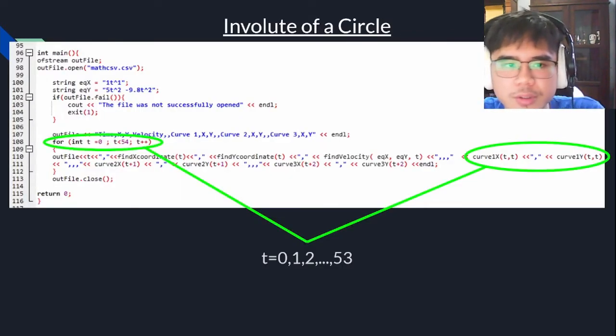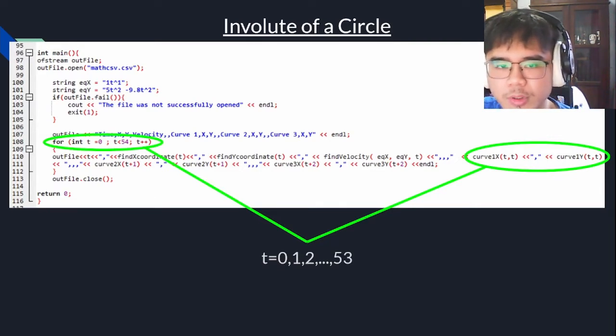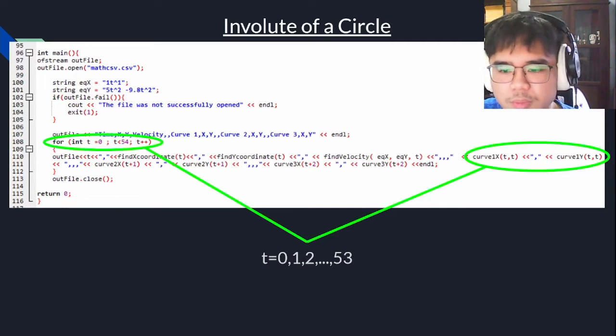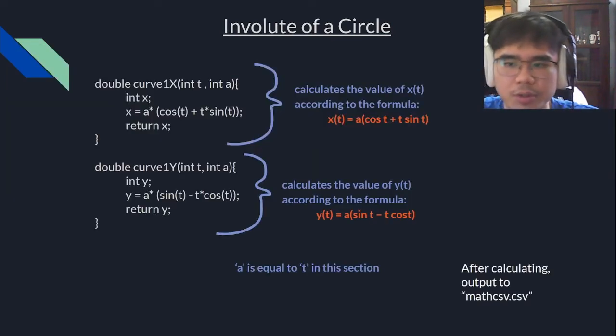For the involute of a circle, this is the part in the code where the function to calculate the x and y coordinates of the circle is called. This is where the function is called. The 2 green circles represent where the function is called, and here we can see that the t increases from 0 until 53 by 1. These are the functions that were called from the slide just now.